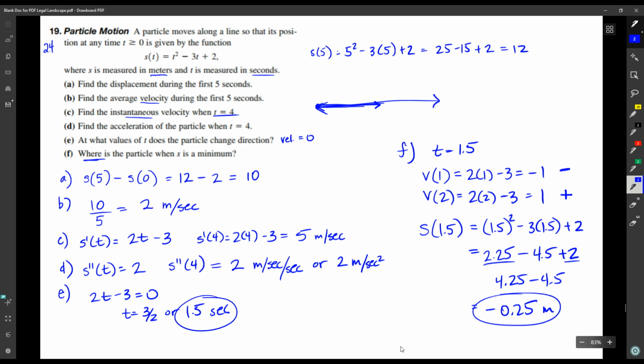So there we are. We have our answers for parts A, B, C, D, E, and F. And that's number 19.